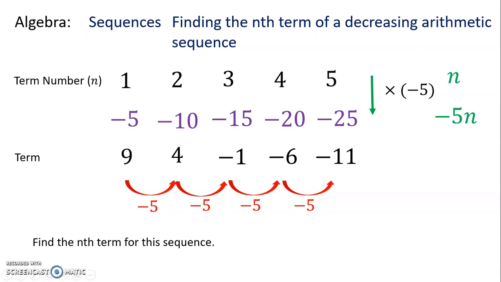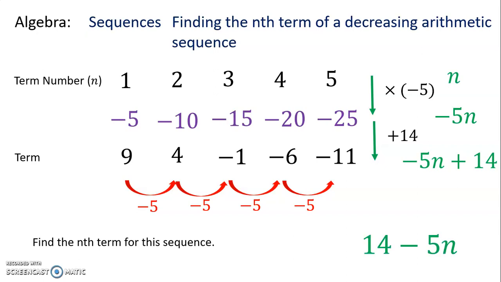And now I've just got to work out what I've got to add to get from the negative 5 times table to my sequence. So if we imagine a 0 in between, I'm going to have to add 5 to get to 0 and then 9 to get to 9. And 5 and 9 make 14. So I must be adding 14. So my nth term is negative 5n add 14. But again, it looks a little bit neater if I write that the other way around.